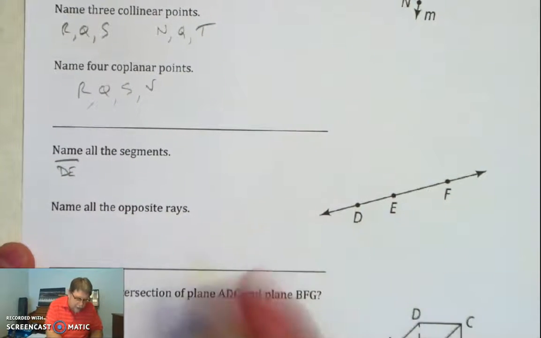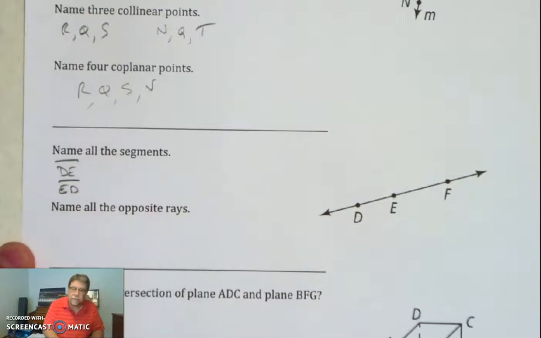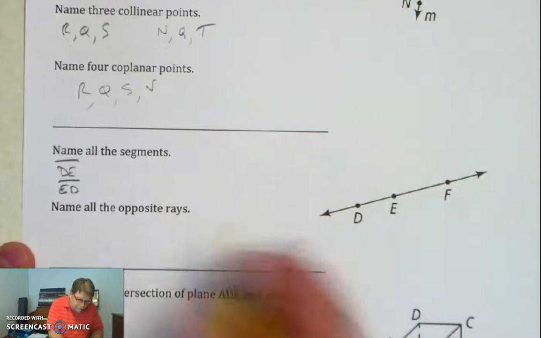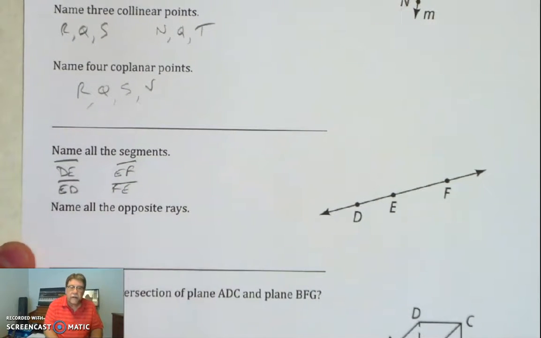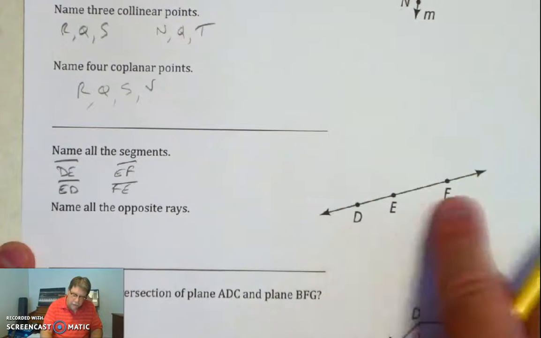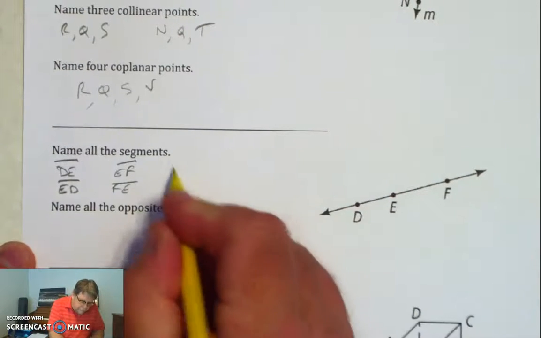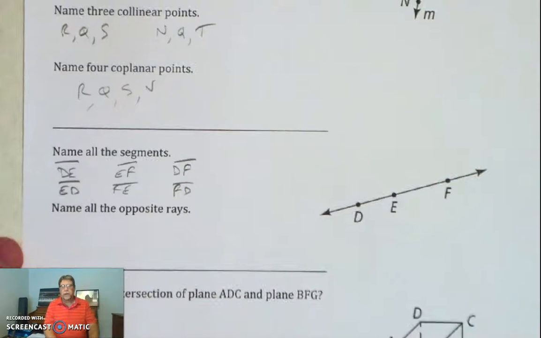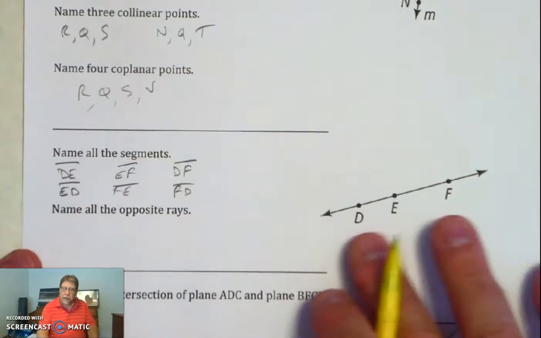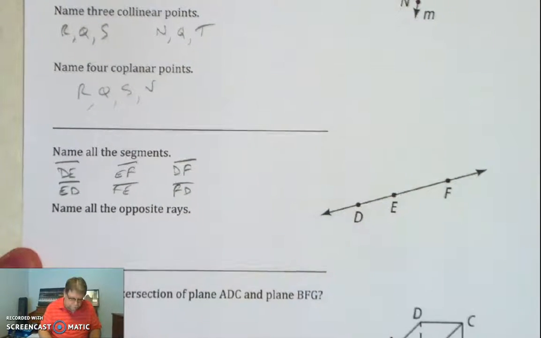We could rearrange that and call it ED. We've got EF as well as FE. Don't forget the symbol over the top. And then we have the total one from D all the way to F and F to D. So there's 6 different ways we could name them, but there were actually 3 different segments.